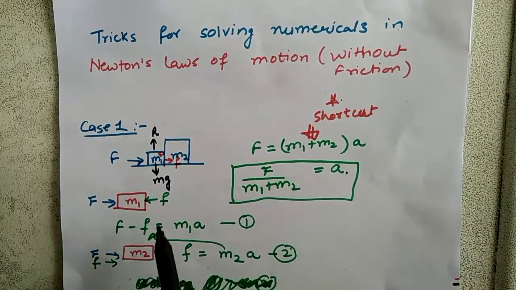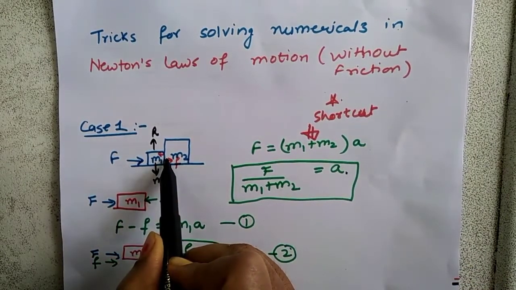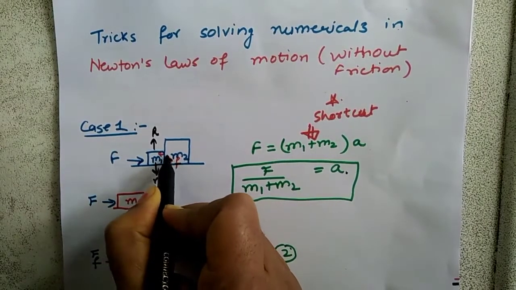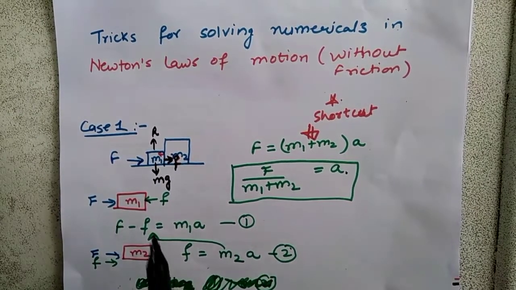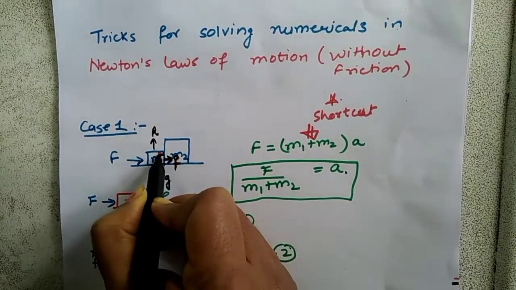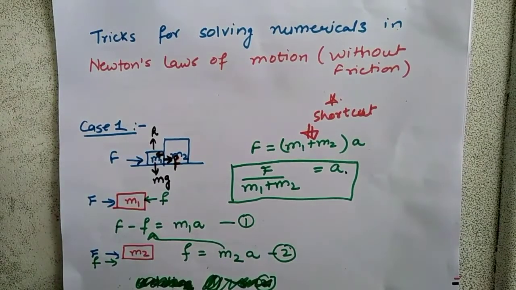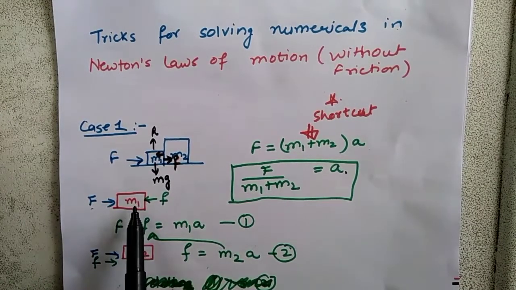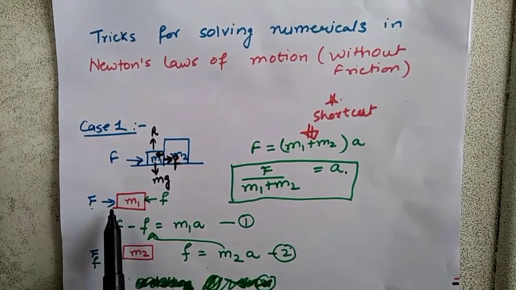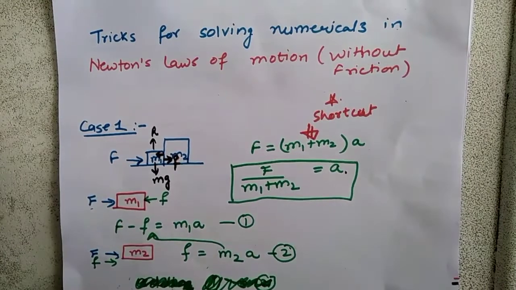But if you want to find the value of the contact force f, whenever two bodies touch each other, some kind of force known as contact force comes into the picture, and the direction of this contact force will be like this for both the masses. Now you can write individual equations. For mass m1, the force is applied on this side, and the contact force is on the opposite side.